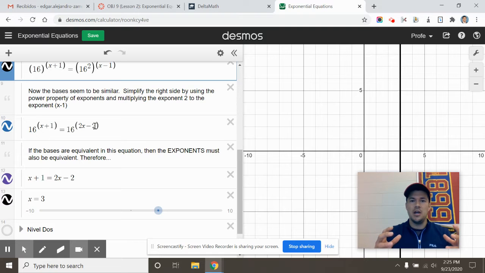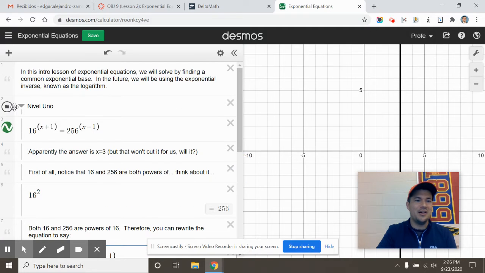So then you arrive at this really neat conclusion: if I have an equation and both bases are the same, then the two powers must be the same. So x plus 1 equals 2x minus 2. This boils down to a puny little linear equation that when you solve it, you get x equals 3. And that's pretty much it. That is how you solve a level 1.